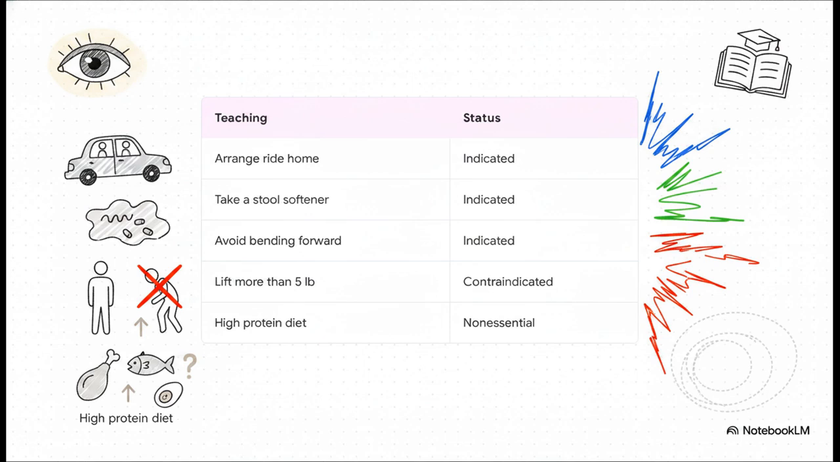Avoid bending forward? Absolutely indicated. On the flip side, what is strictly contraindicated? Lifting anything more than 5 pounds. And what's just non-essential? Eating a high-protein diet. Sure, it won't hurt, but it has no specific bearing on post-op eye healing compared to those critical IOP restrictions.